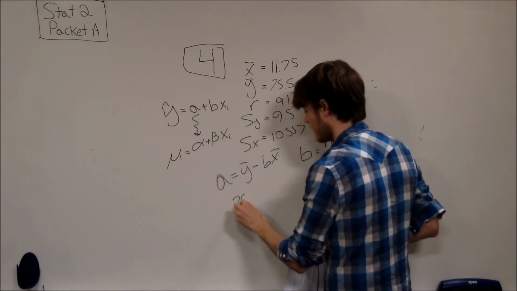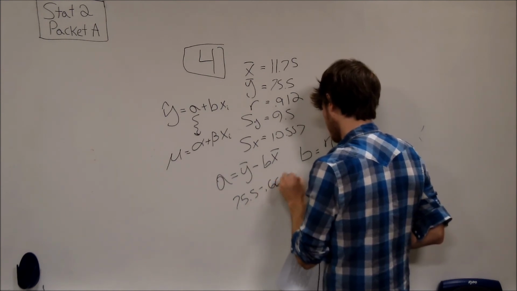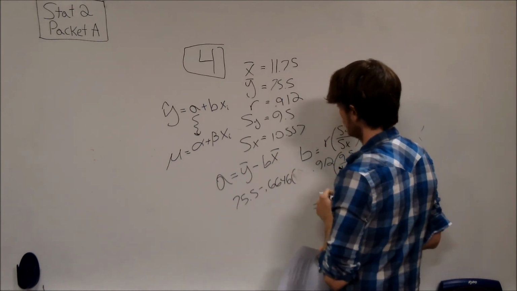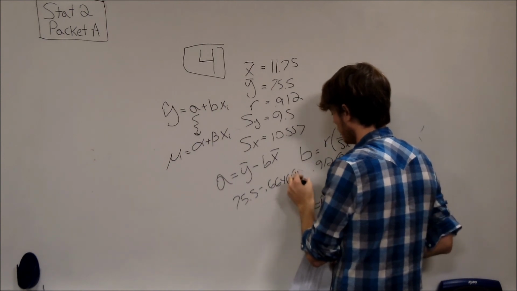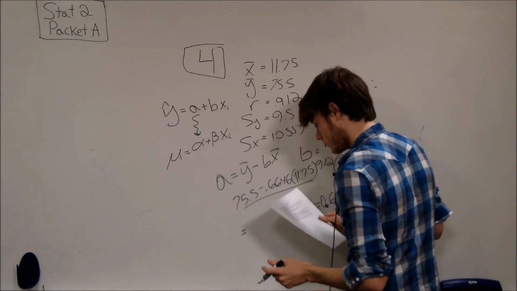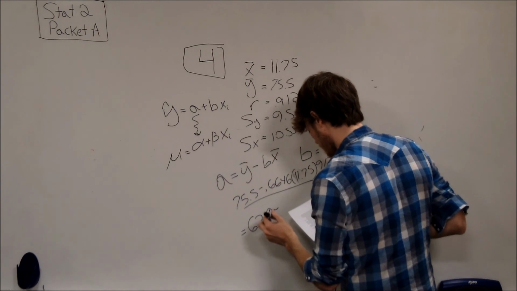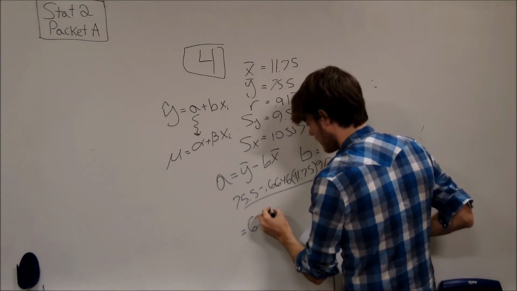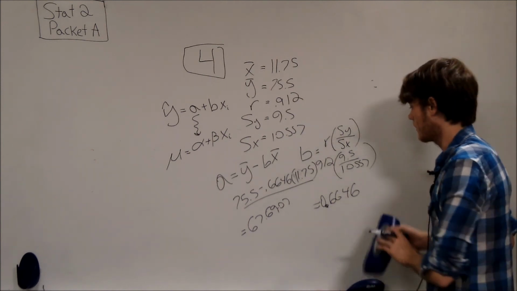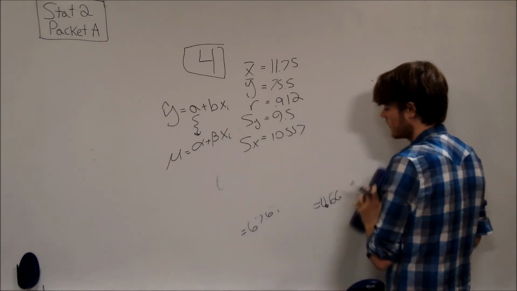75.5 minus 0.6646 times 11.75. Okay? And that equals 67.6907. Yeah, you guys should check this at home, because I might be wrong, but I'm not. I just have to check this. Okay, but you should check for yourselves.